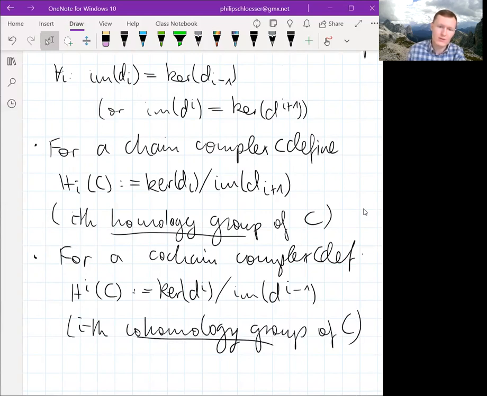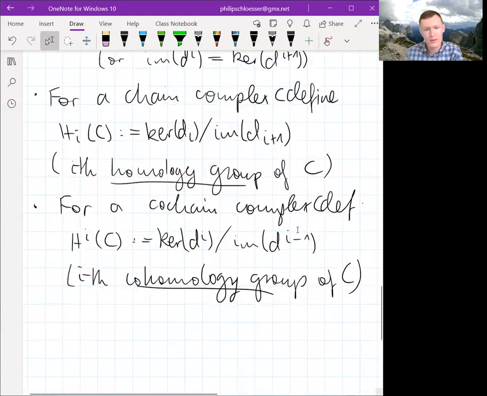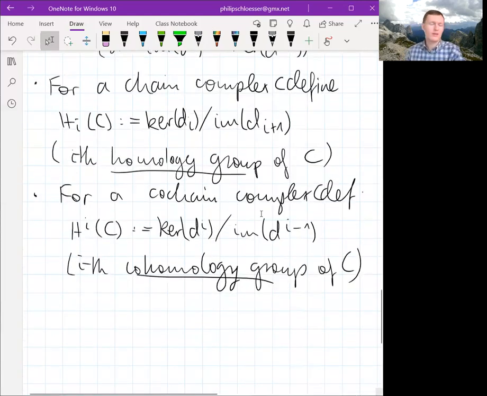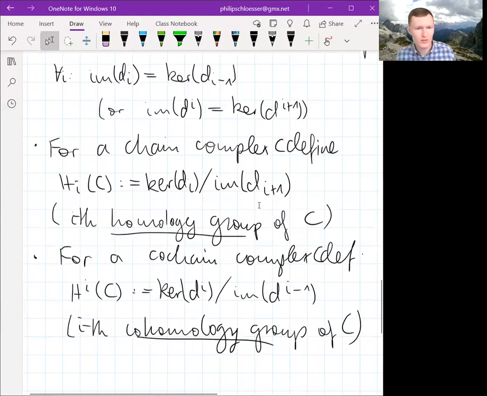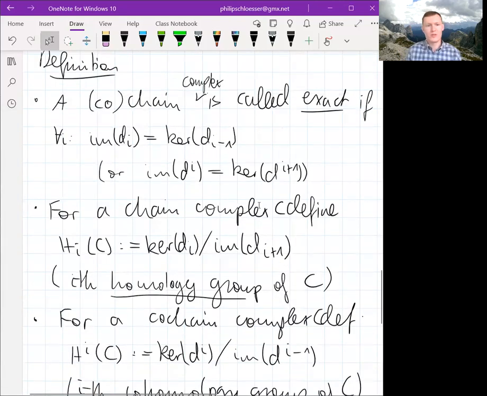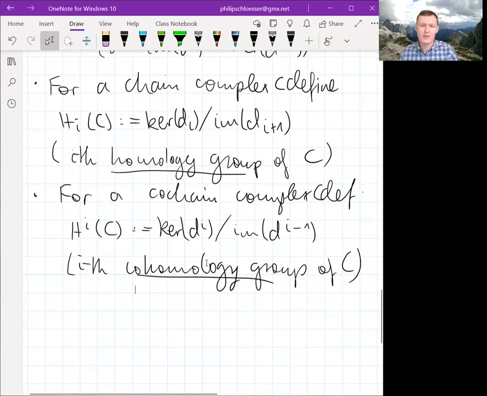Of C. And as I've already said, they measure to what extent our chain complex or cochain complex is not exact. Or in other words, H_i concretely measures how much i-cycles or co-cycles fail to be i-boundaries or co-boundaries.